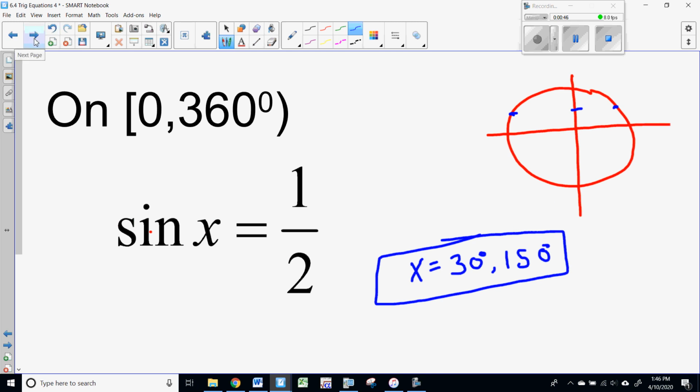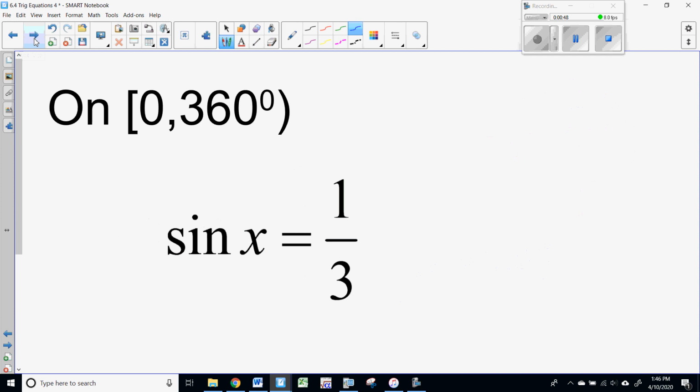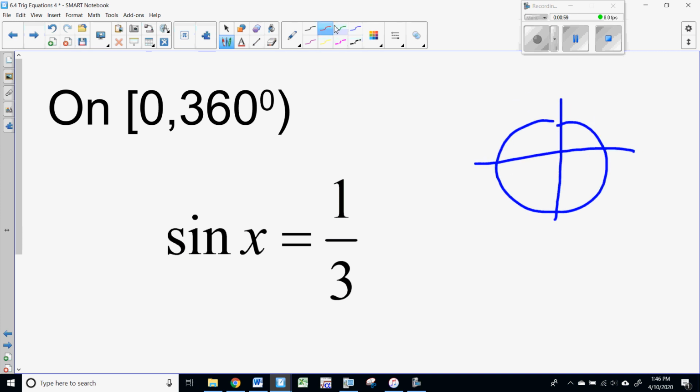Now what happens if the sine of x is 1/3? Well, this is a very similar problem if we draw our picture. But instead of being at 1/2, it's going to be at 1/3, so it's a little bit less. So we know it's going to be a little bit less than 30 and a little bit more than 150, but we don't know what that is exactly. And the problem is 1/3 is not on our unit circle.